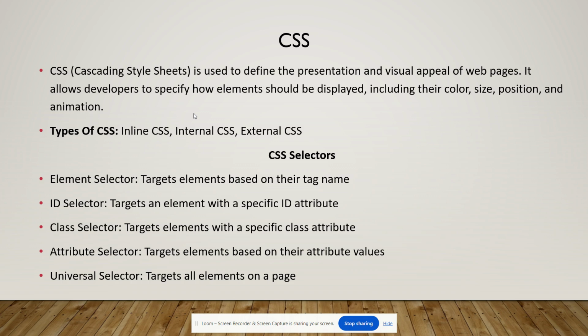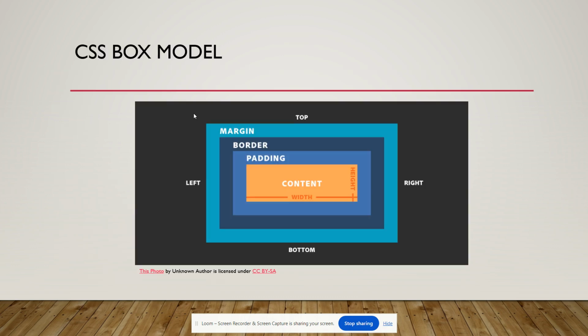Some selectors are element selector, target element based on their tag name. ID selector target the specific ID attribute. Class selector target the specific class attribute. Attribute selector target element based on their attribute values. Universal selector target all elements on a page.